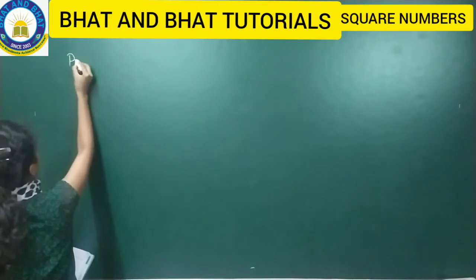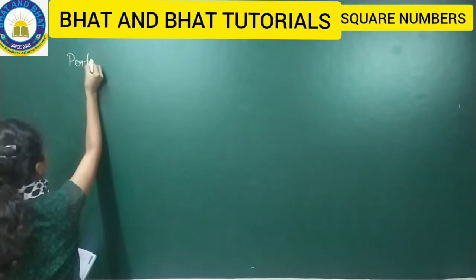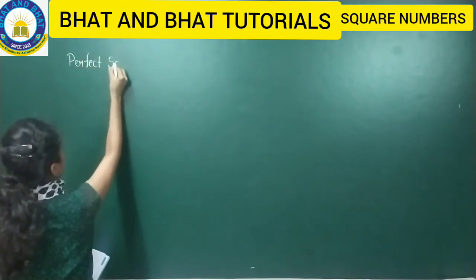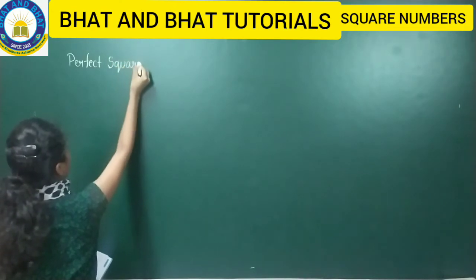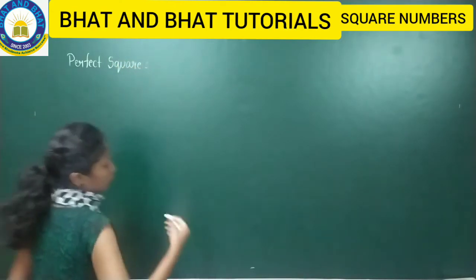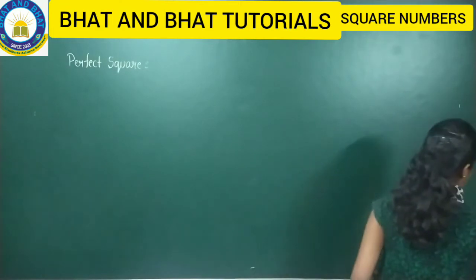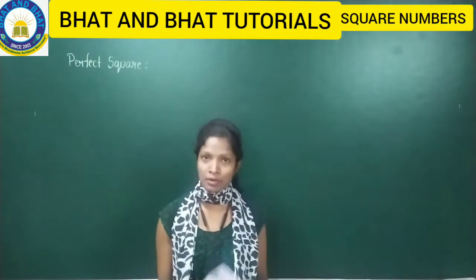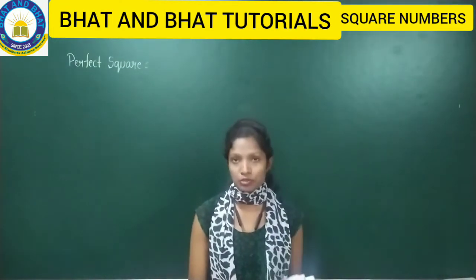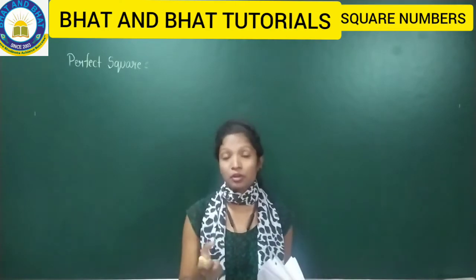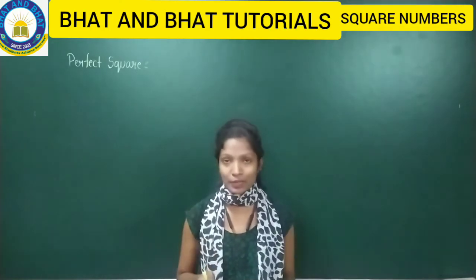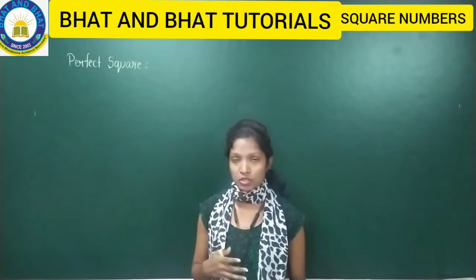Perfect square. So, perfect square. We all know square. What do you mean by square? Square is nothing but when a number is multiplied by the same number. Whatever number you get, we call that number a square. So then what is this perfect square?